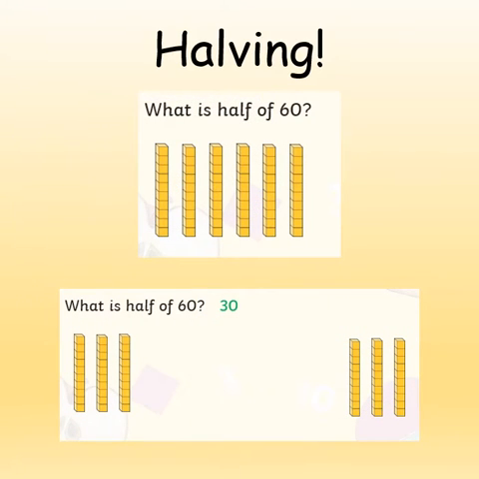You can also halve bigger numbers. So for example, if I had 60, I could make 60 with my 10 sticks. I'll have 6 tens, and I could split them into 2 groups. So I'd have 3 tens in one group and 3 tens in another. So I know that half of 60 is 30.